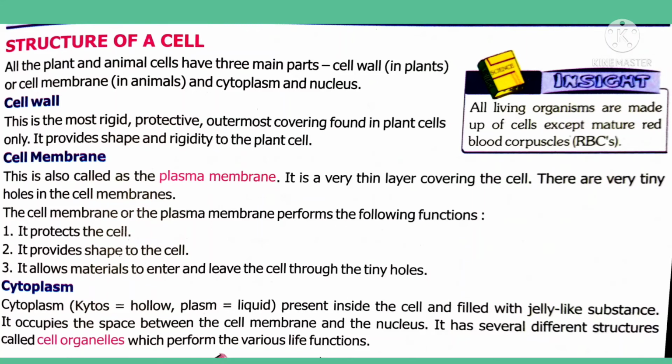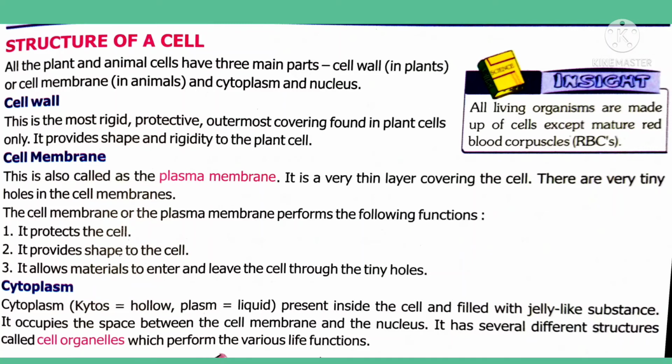Through these holes, materials are transferred in and out of the cell. Thus, this membrane acts as a semi-permeable membrane because only particular specific materials are transferred through the holes of the membrane. Thus, it is called semi-permeable membrane. And what are the functions? It protects the cell. It provides shape to the cell. It allows material to enter and leave the cell through these tiny holes. These are the functions of cell membrane.